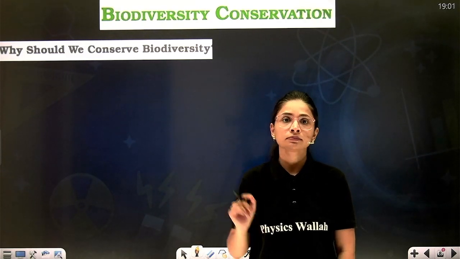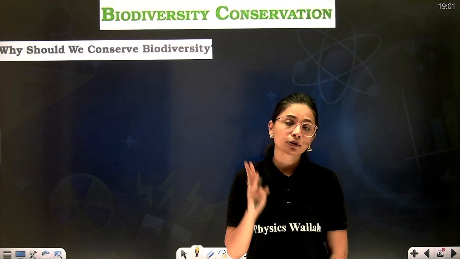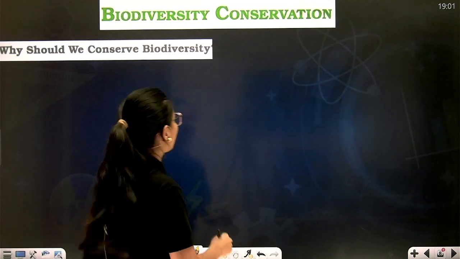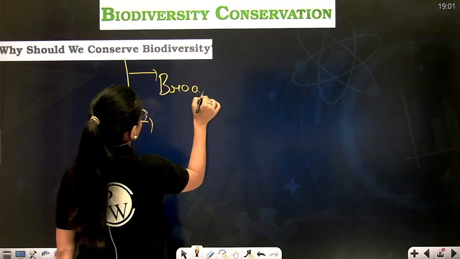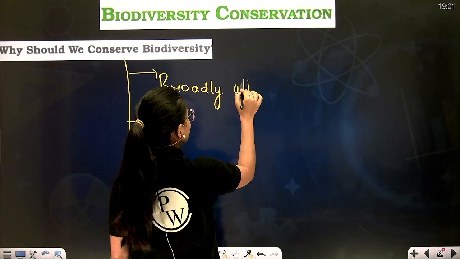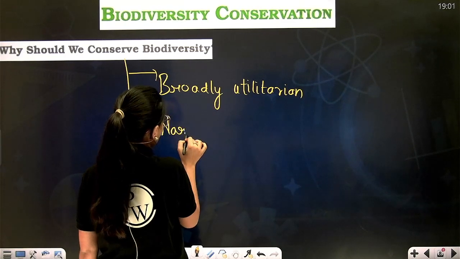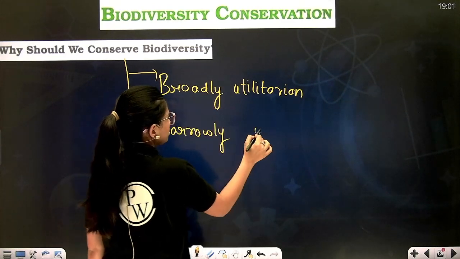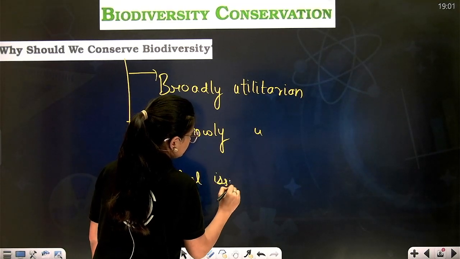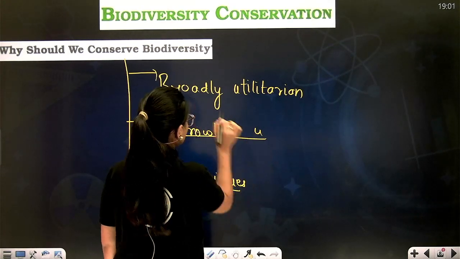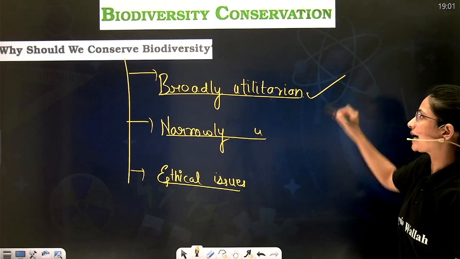Because why you should do this? There are 3 reasons for saving, for protecting your biodiversity, which is categorized under 3 categories: first, broadly utilitarian, second is narrowly utilitarian, and third is ethical issues. Okay, first talking about broad utilitarian.